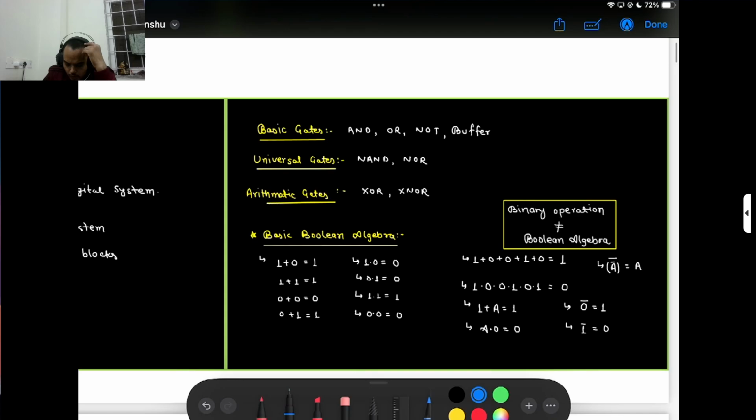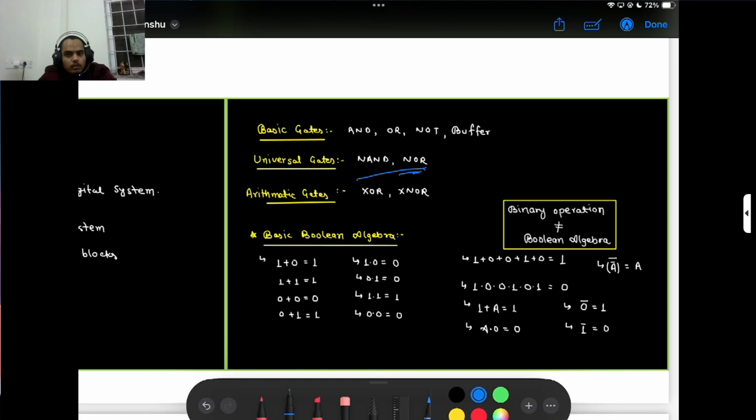And the basic gates are AND, OR, NOT, buffer. And what is a universal gate? Only two are universal gates. The first one is NAND gate, and the second one is NOR. Why are these gates universal? Because if we want to make any basic gate using NAND and NOR, we can make any basic gate. That's why they are called universal gates.